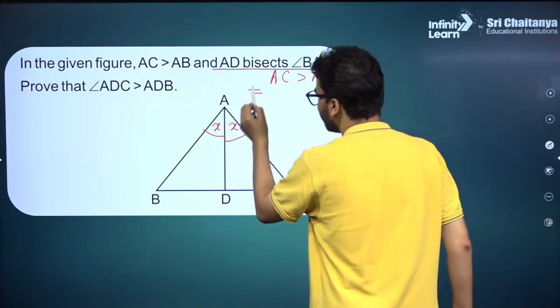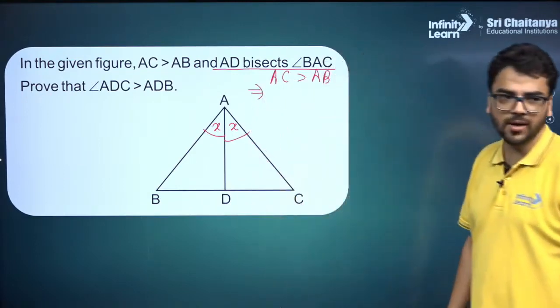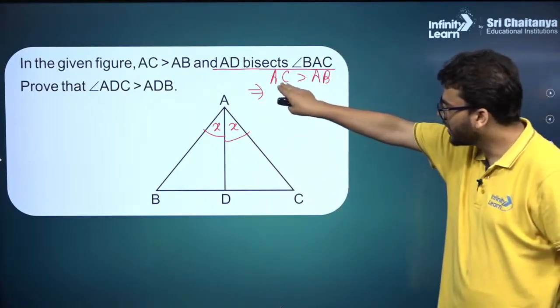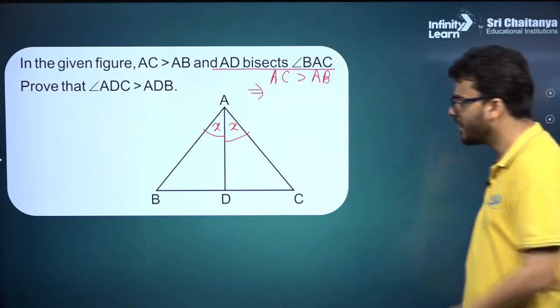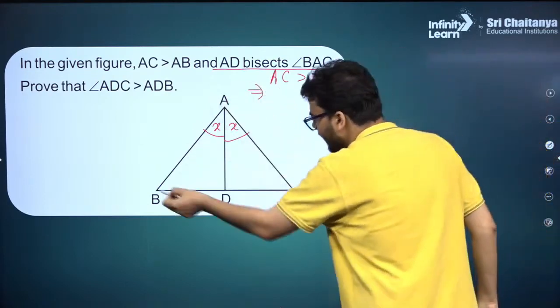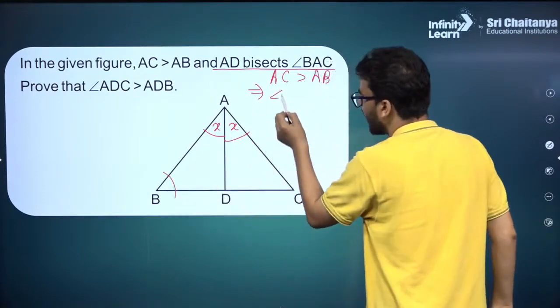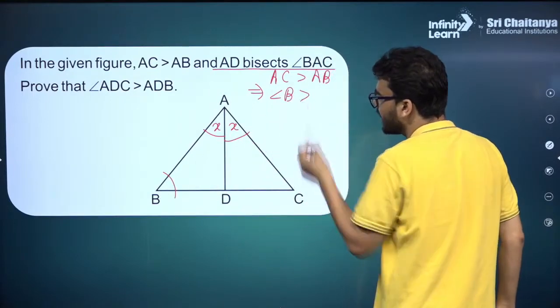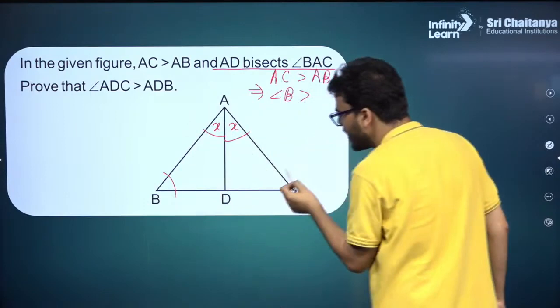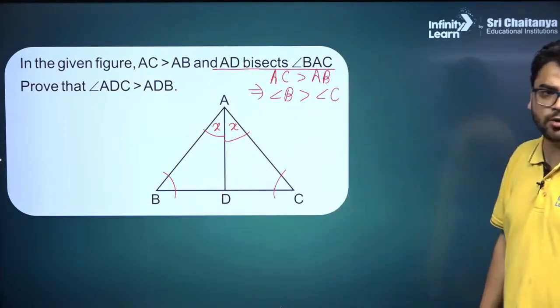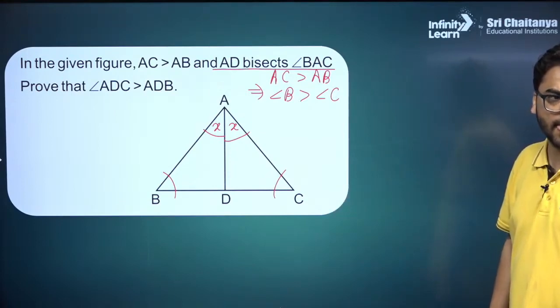Now you have studied that angle opposite to the longer side is greater, right? So if AC is greater than AB, the angle opposite to AC is B or not? So can I not say that angle B is greater than the angle opposite to AB, which is C? So angle B is greater than angle C. Can I say that over here? Correct?